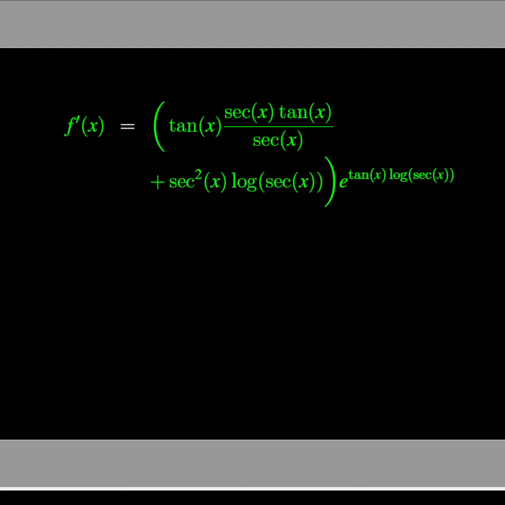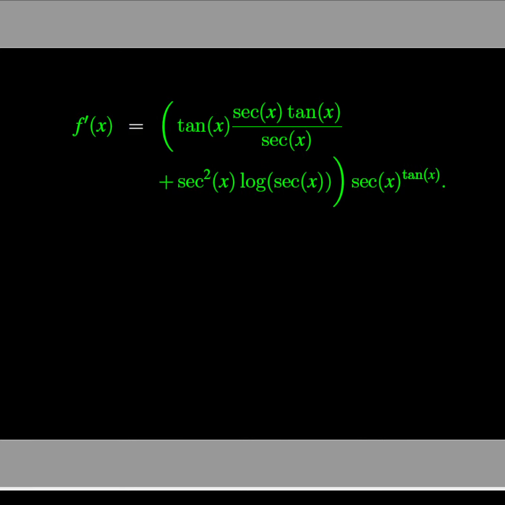So we have the expression of f prime as follows. This final expression can also be given as follows: f prime of x is equal to the quantity tangent of x times the fraction secant of x times tangent of x over secant of x, plus secant square of x times logarithm of secant of x, times secant of x to the power tangent of x.